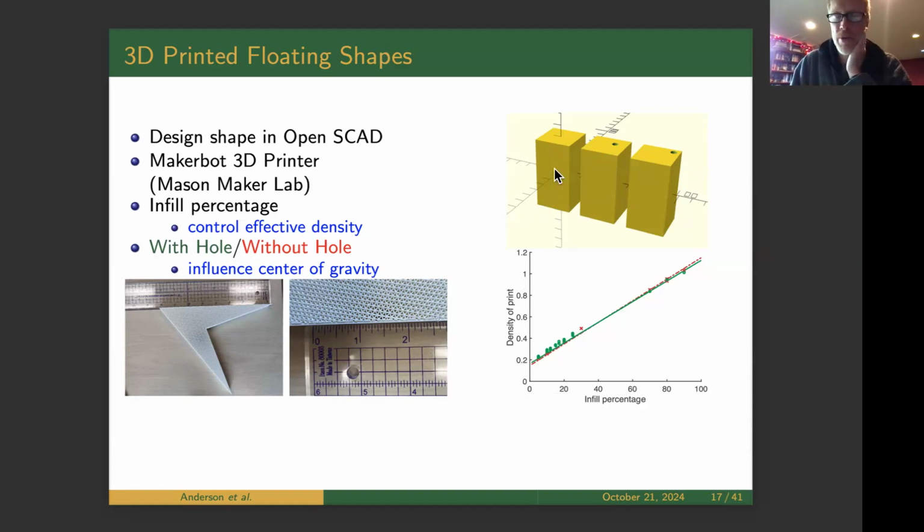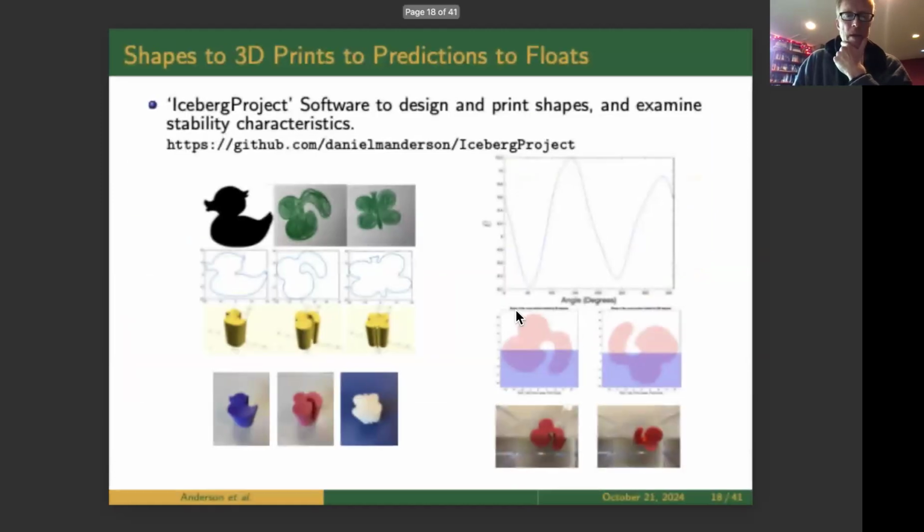We started out mostly with squares. I'll show you a few results for squares with offset holes, so we can move the center of gravity around in a controlled way. But here's the basic description of what we do.